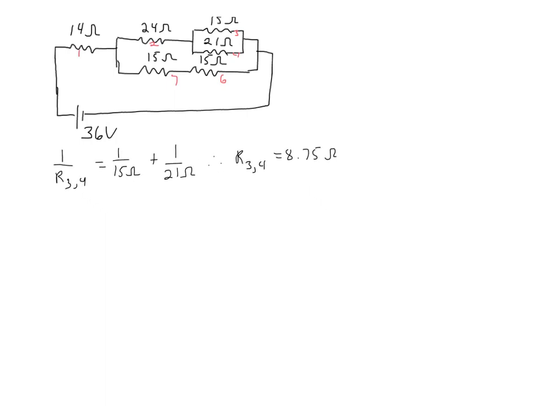So now we want to do R6 and 7 to combine those two in series. So we're going to say R6 and 7 equals 15 ohms plus 15 ohms. So that equals 30 ohms for R6 and 7.